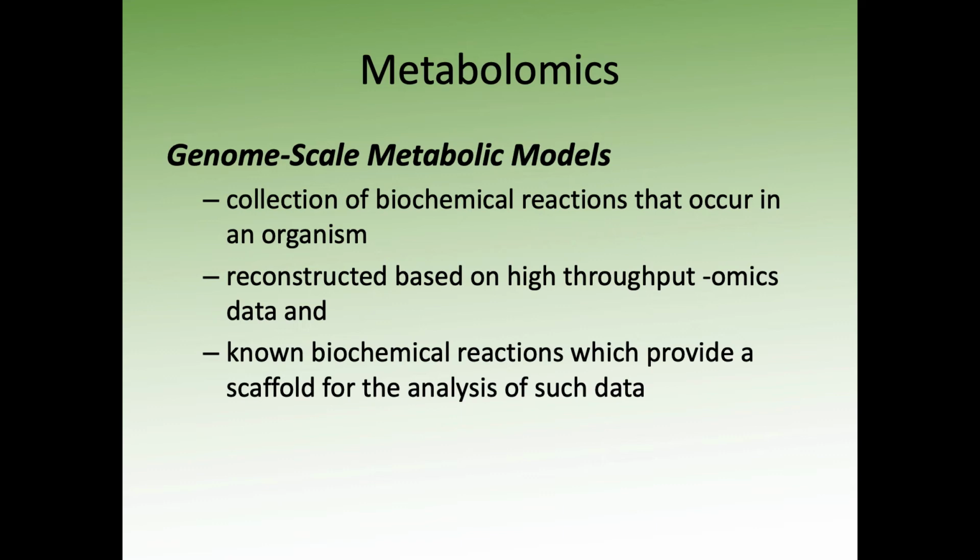And one of the really powerful tools in metabolomics that we could use is something referred to as a genome-scale metabolic model, or a GEM. What this GEM is, is a collection of the biochemical reactions that occur in an organism, as many of them as we can. And this reconstruction is based on a wide range of high-throughput omics data and contains basically all of the known biochemical reactions that can be identified, and establishes a scaffold for the analysis of omics level data.